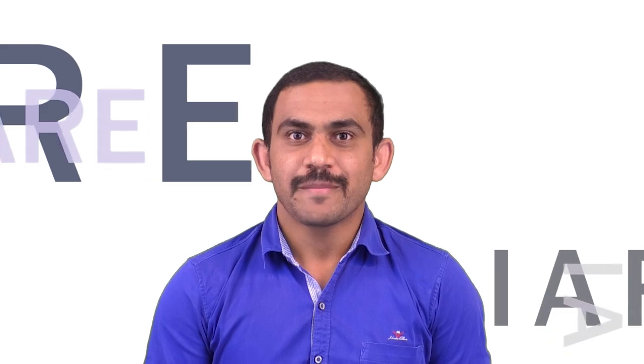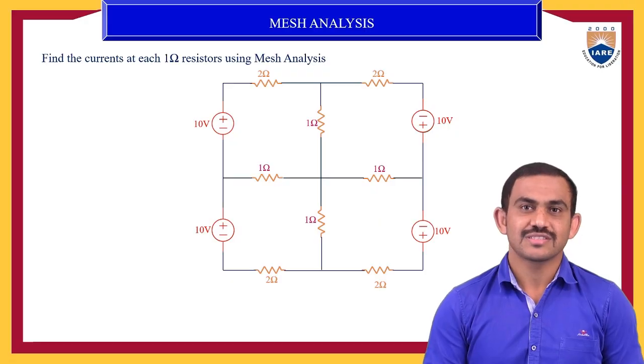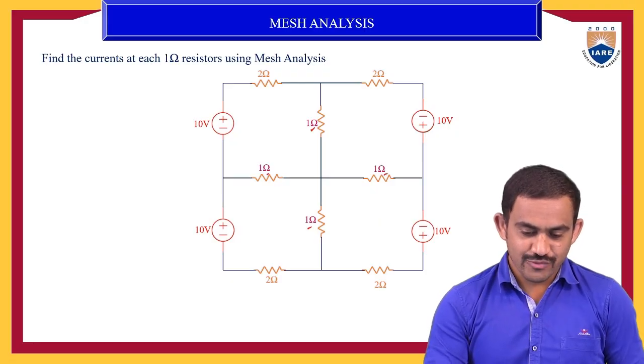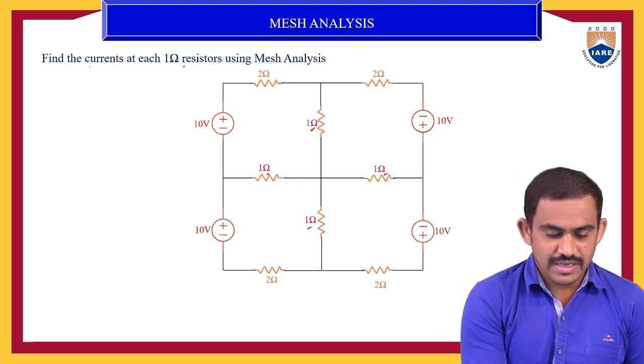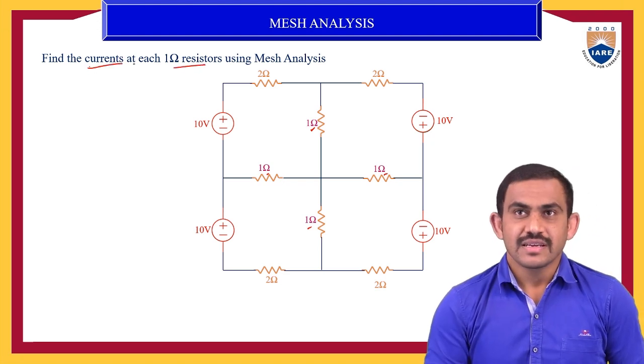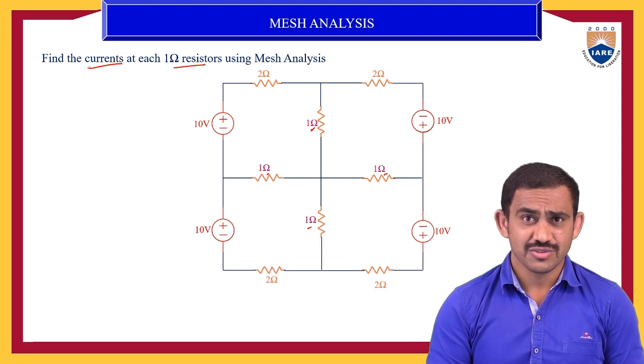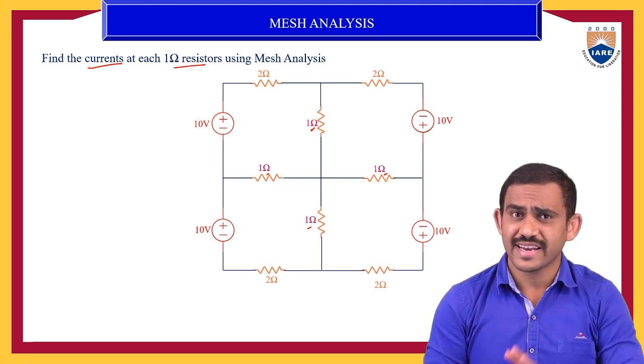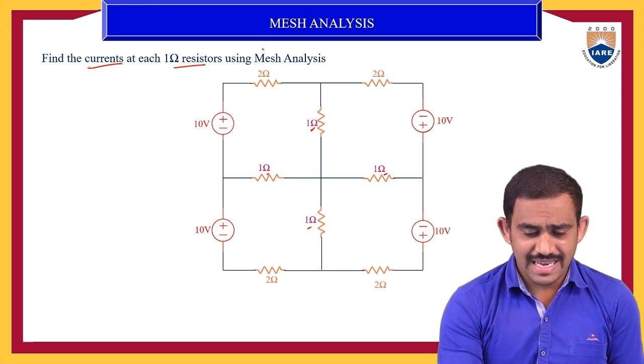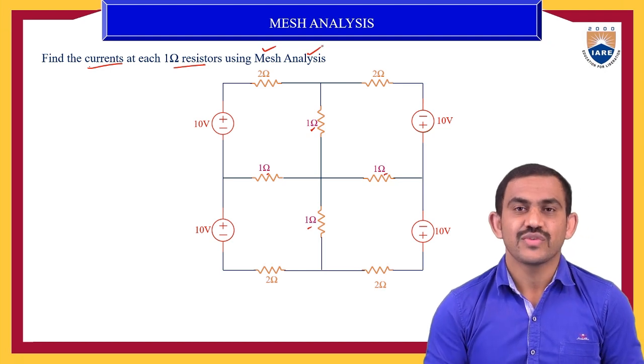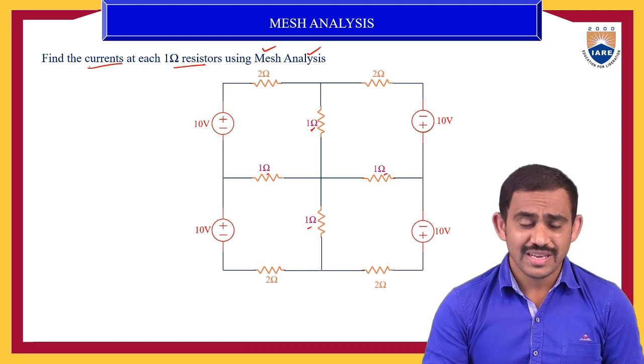In this video, I want to give one more problem about mesh analysis. Okay, we'll go step by step. In this problem, at the 1 ohm resistor, we require a current. But we have 4 resistors, so at every resistor I need to find out the current. Using mesh analysis, I need to find out the current. For this, I will go step by step.